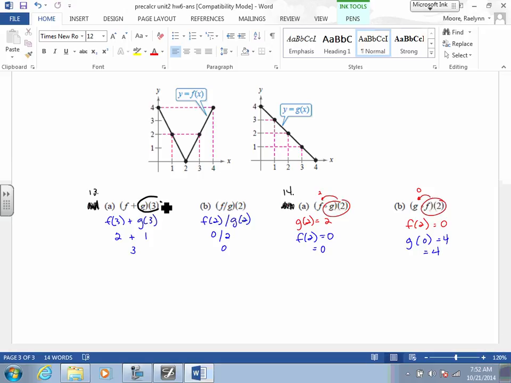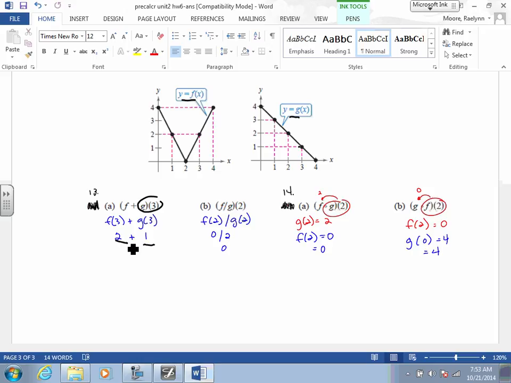You're just using your graph. This is the F, this is the G. So when G is 3, what is the value of your equation? 1. When F is 3, what is the value of your equation? 2. Add them together. That was it. When G is 2, the value is 2. You're going to divide by this. When F is 2, the value is 0. You can do 0 divided by 2.